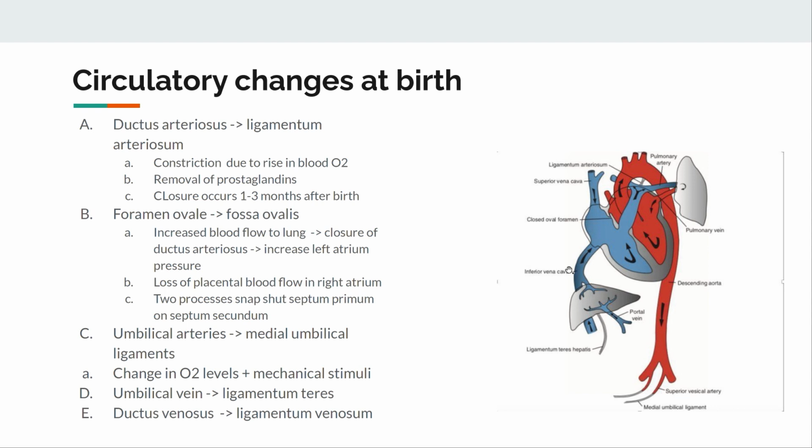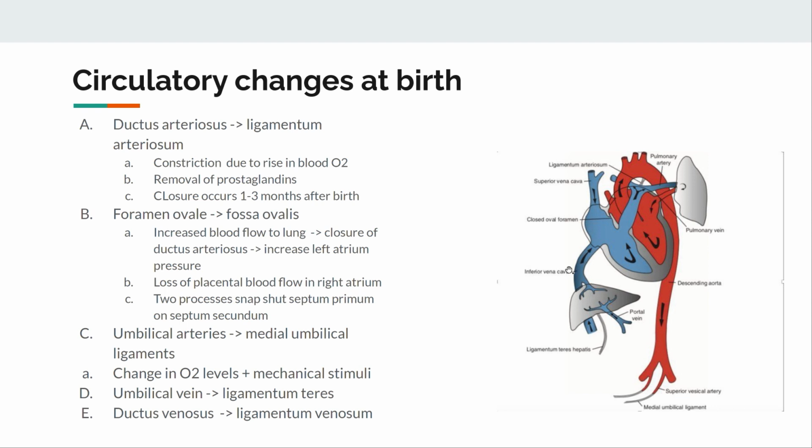You have an increased blood flow to the lung because you're breathing. This sort of closes the ductus arteriosus and causes an increased pressure in the left atrium. But then you have a loss of placental blood flow in the right atrium, because obviously the placenta is not providing blood anymore. And this causes a massive reduction in the blood volume in the right atrium, and therefore a decreased pressure in the right atrium.